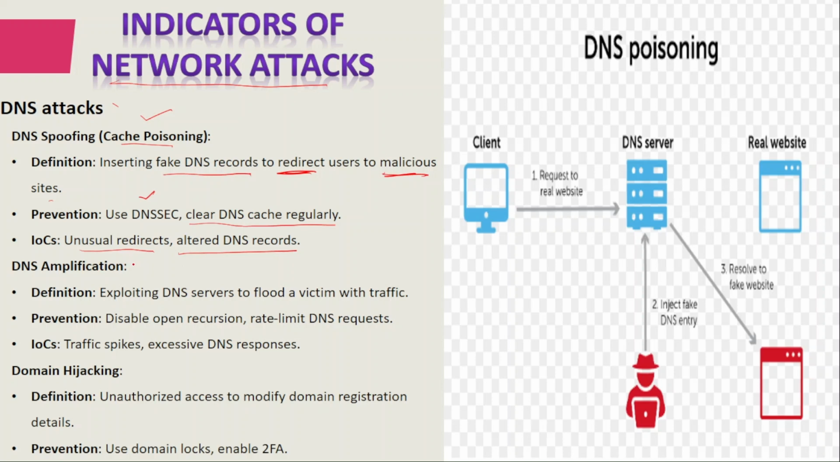Second one is DNS amplification. So this is the exploiting DNS servers to flood a victim with traffic. Prevention include disabling open recursion and rate limiting DNS requests. And indicator of compromises include traffic spikes and excessive DNS responses. Another one is DNS hijacking. It is unauthorized access to modify domain registration details, and prevention include using domain locks and enabling two-factor authentication.